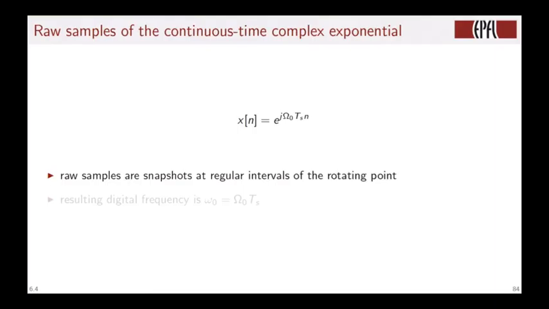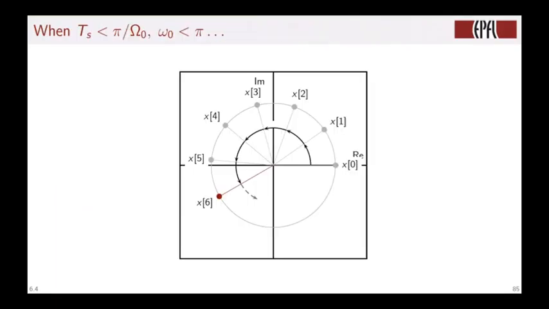If we take samples of this continuous time complex exponential, so x[n] is e^(jΩ0 Ts n), then the raw samples are snapshots at regular intervals of this rotating point. The resulting digital frequency is small ω0, which is equal to Ω0 times Ts. Please note the difference between small omega and capital omega. When Ts is smaller than π over Ω0, or small ω0 is smaller than π, then the phasor will advance in small steps, as we can see here on this figure.